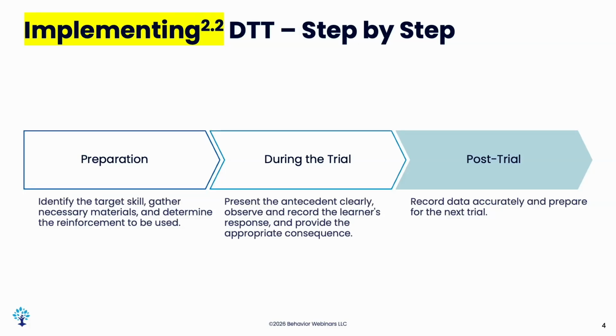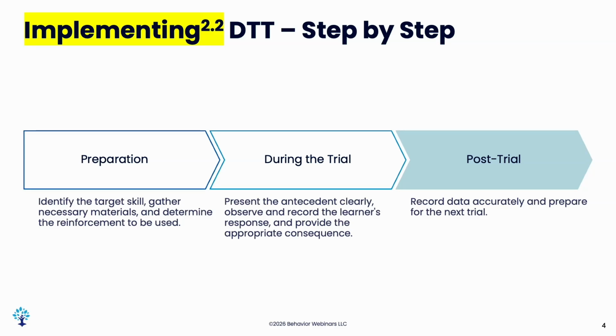To implement this, you need to be prepared. You need all your materials. This goes super fast, so make sure you gather everything you need during the trial. You're going to present the antecedent clearly, observe and record the learner's response, and then apply the appropriate consequence. Record the data accurately and prepare for the next trial.